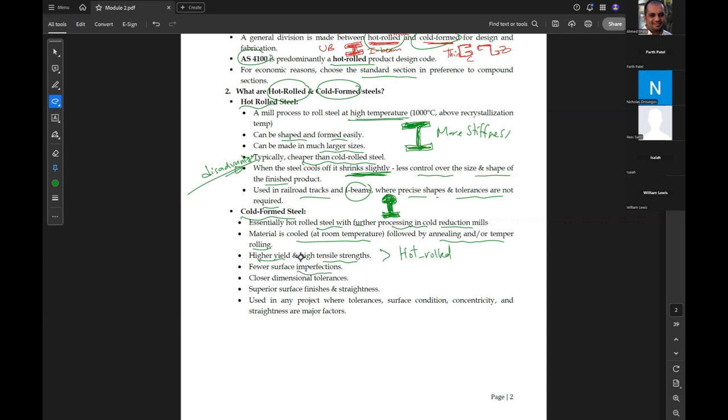Fewer surface imperfections, closer dimension tolerance because you do it by machine, so it has better tolerance or better quality control. Superior surface finishes and straightness, used in any project where tolerances and surface condition are major factors of the structure.